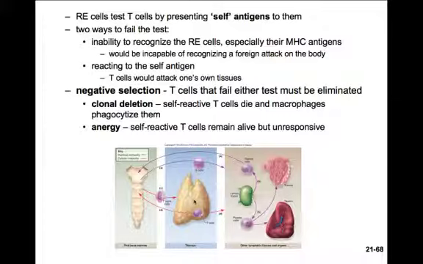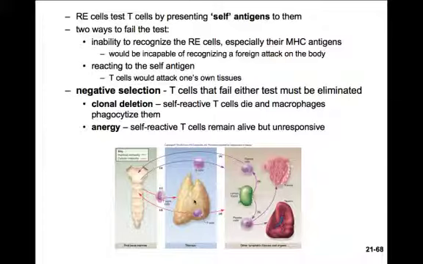Second, they could fail by reacting to a self-antigen. That means the T cells would always attack our own tissues. So this test is a process of negative selection. The T cells that fail the test need to be eliminated. They'll be eliminated by 2 processes. The self-reactive T cells could just die, and then macrophages would phagocytose them. This is called clonal deletion.